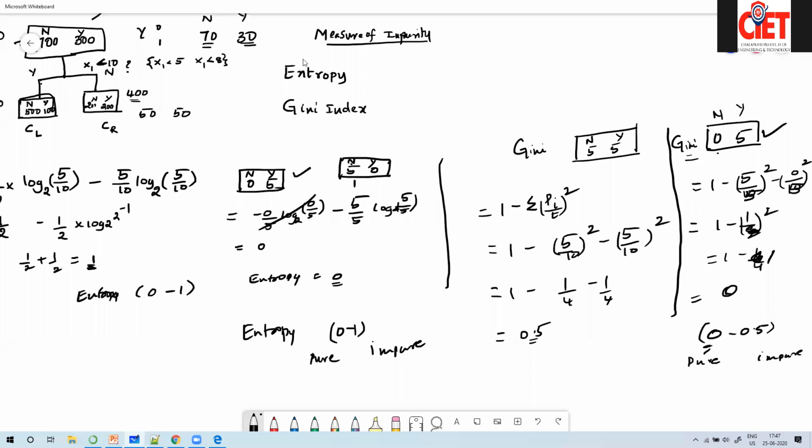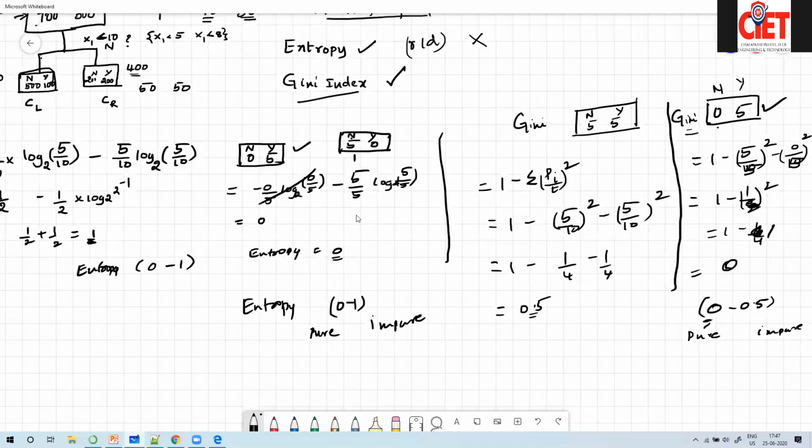Most of the old days algorithms used entropy as the measure of impurity. This is deprecated now. Almost all the latest algorithms use Gini index as the measure of impurity. Why? Computations are faster with Gini.